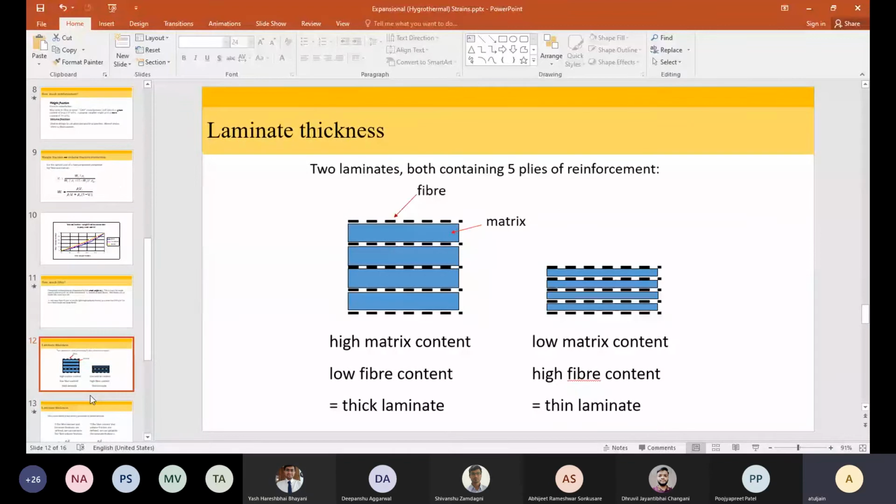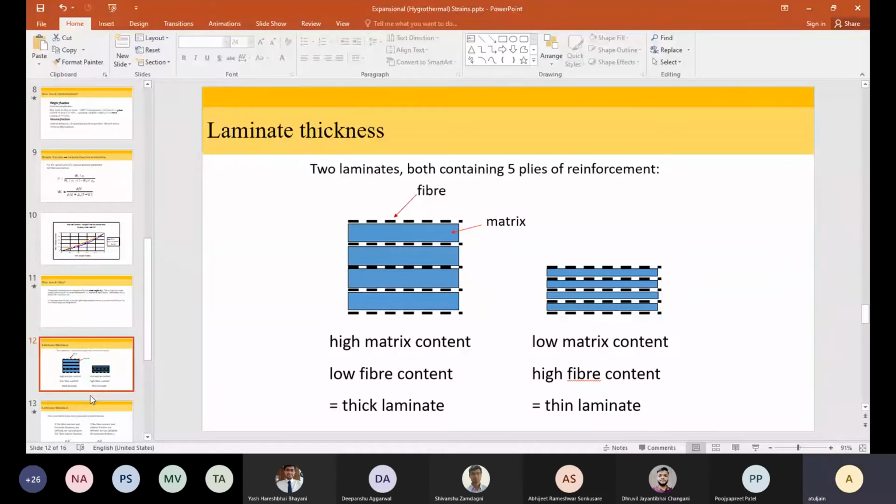Now, what should be the thickness? If you look at the two figures, both of them have an equal number of fiber layers. Let's say they have 5 layers of fibers each. But if the matrix content is higher, then my laminate is thick. Lamina means one layer, more than one layer is laminate. So low fiber content leads to thick laminate. High fiber content leads to thin laminate. So the thickness of my laminate is inversely proportional to the fiber content.